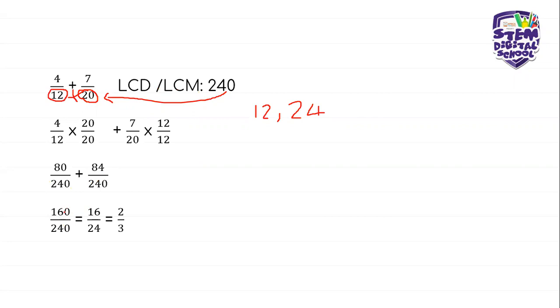And then I simplified. I divided by 10 to get 16 over 24, then divided by 8 to get 2 over 3. We're looking for a common number most of the time to divide by in order to simplify. Any questions?